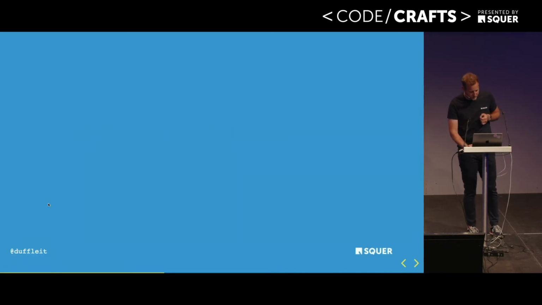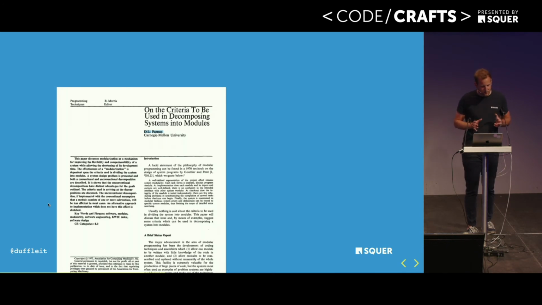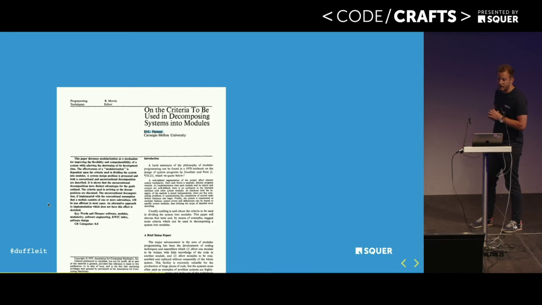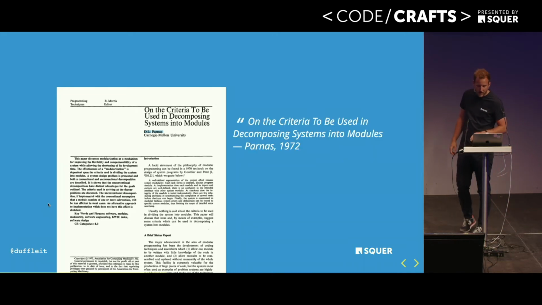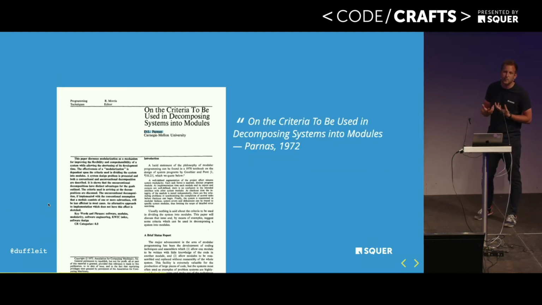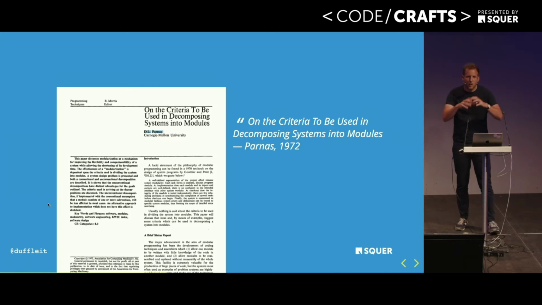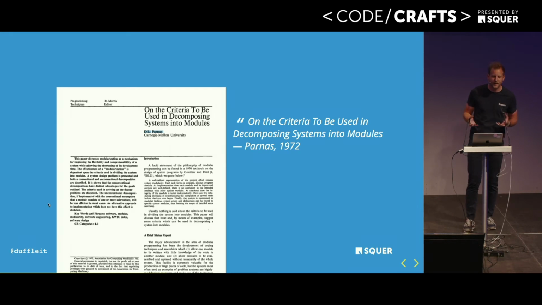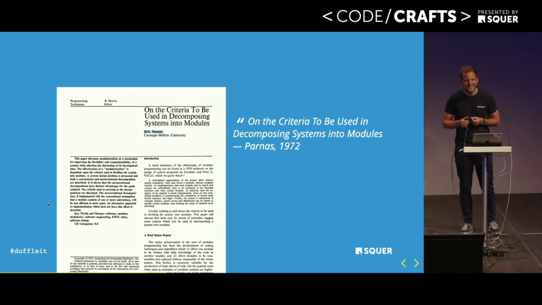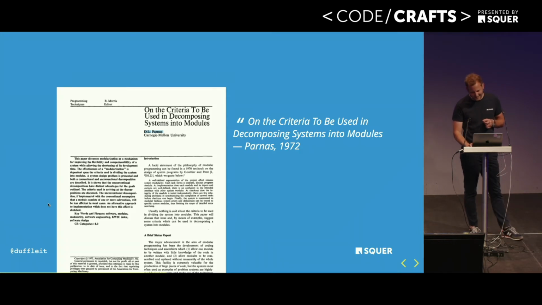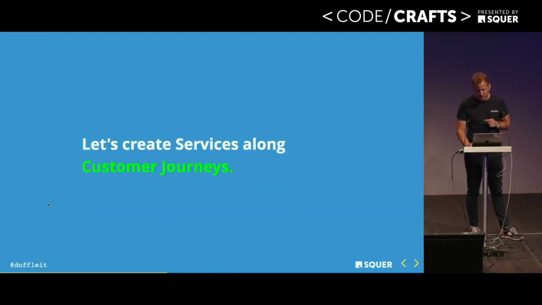A friend of mine sent me this paper, and it's really fantastic. You should read it. It's from Parnas. He wrote a lot of papers back in the day on software architecture. It's from 1972, and it's about the criteria of how to decompose systems. Basically he says we should slice our systems or programs based on user flows and not based on data objects. And that's exactly where we are again, right? It took us about 50 years to re-understand this. So let's create services along customer journeys.